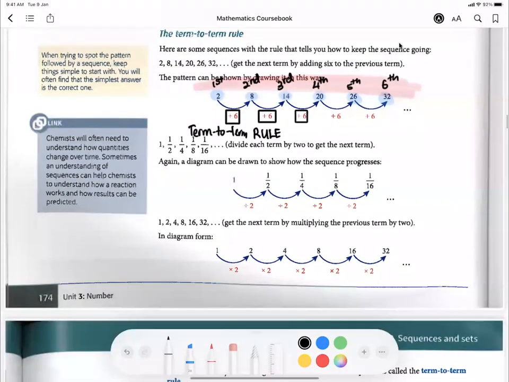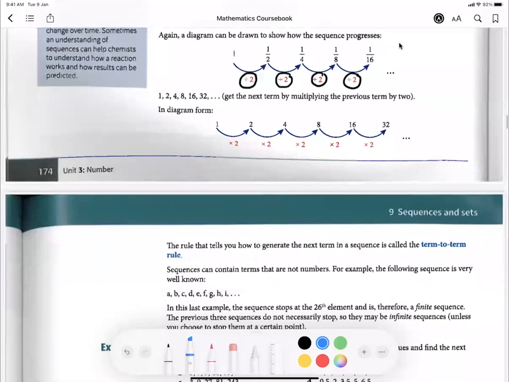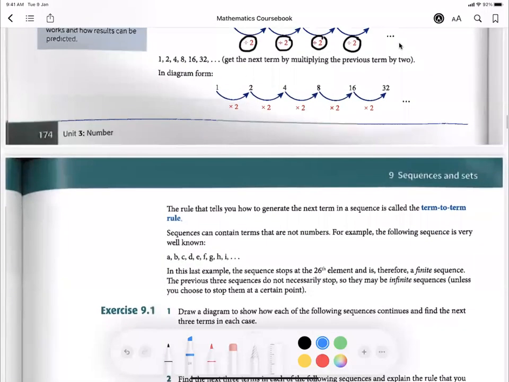Again, you can see this is what you call your term-to-term rule as well, but it is a non-linear sequence. If you follow the words from one term to another term, then that is the rule that they follow. We are going to use the plus and the minus ones first, because eventually we're going to use that to find our nth term.